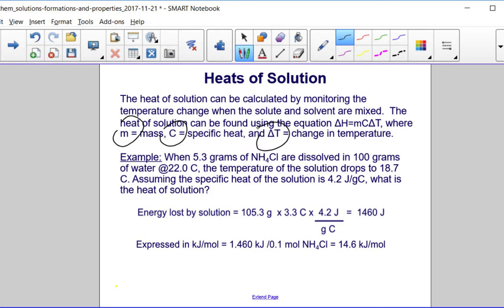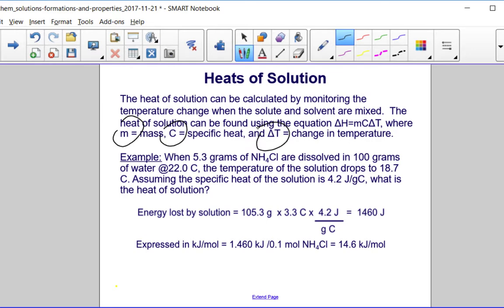For example, when 5.3 grams of NH4Cl are dissolved in 100 grams of water at 22 degrees Celsius, the temperature of the solution drops to 18.7 degrees Celsius. Assuming the specific heat of the solution is 4.2 joules per gram degree Celsius, what is the heat of solution?